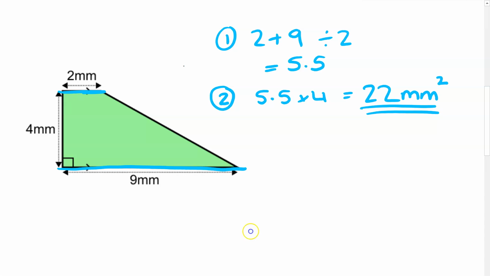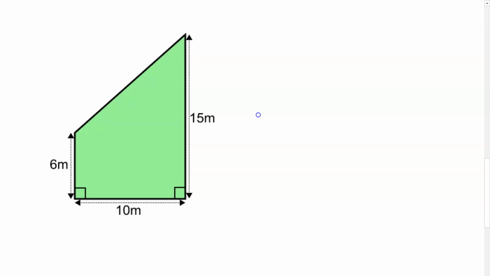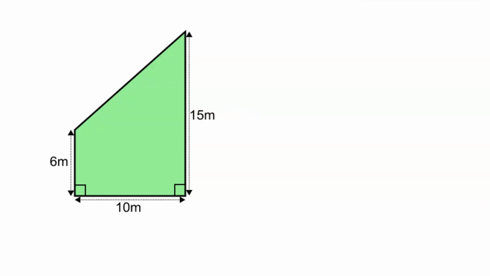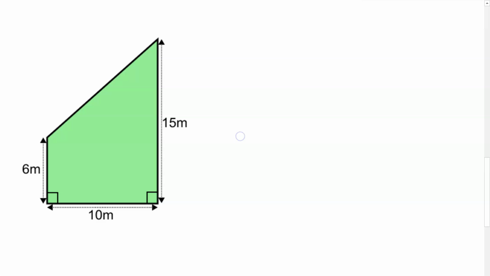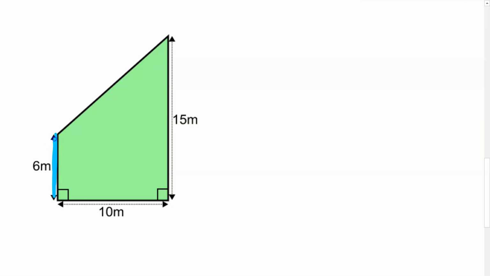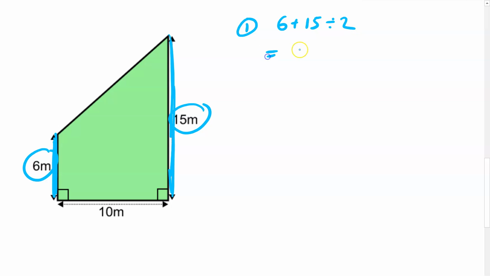Okay, so this one here I've popped in because it illustrates quite nicely why it's not always the top and bottom, and also why it's not always the height that you multiply by. So which two are the parallel sides? It's this one and this one. So we need to find the middle of 6 and 15. The easiest way, step 1, is to do 6 plus 15 divided by 2. So 6 plus 15 is 21, divided by 2 is 10.5.